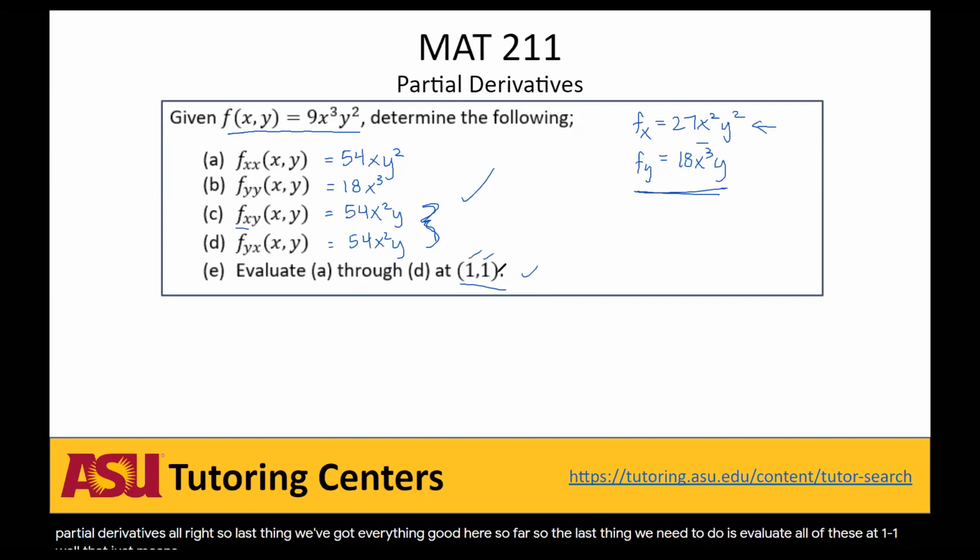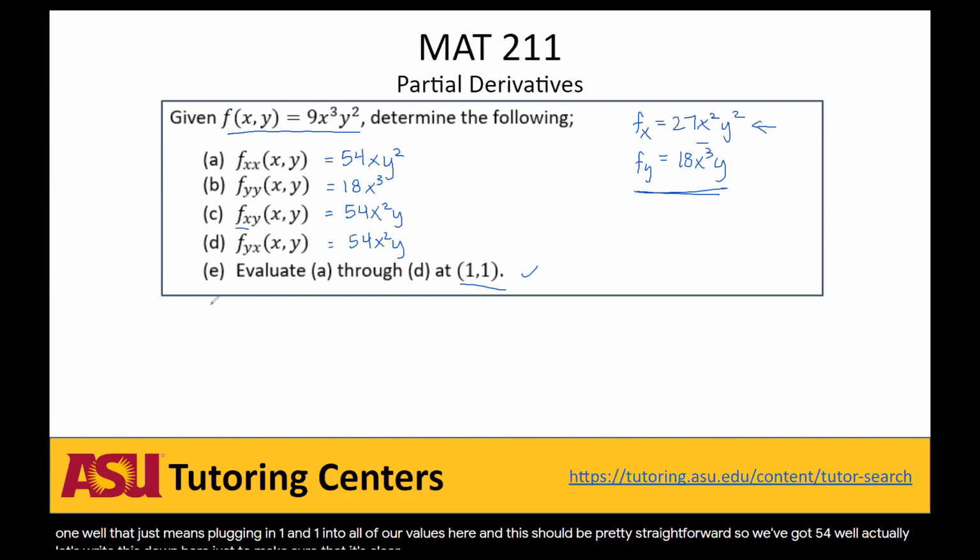Well, that just means plugging in 1 and 1 into all of our values here. And this should be pretty straightforward. Actually, let's write this down here just to make sure that it's clear. So we've got f of x at 1, 1 is going to be 54 times 1 for our x times 1 squared for our y. So that's just 54.